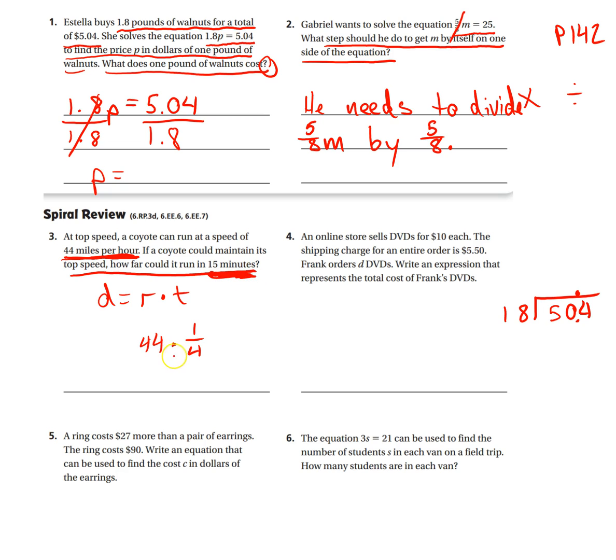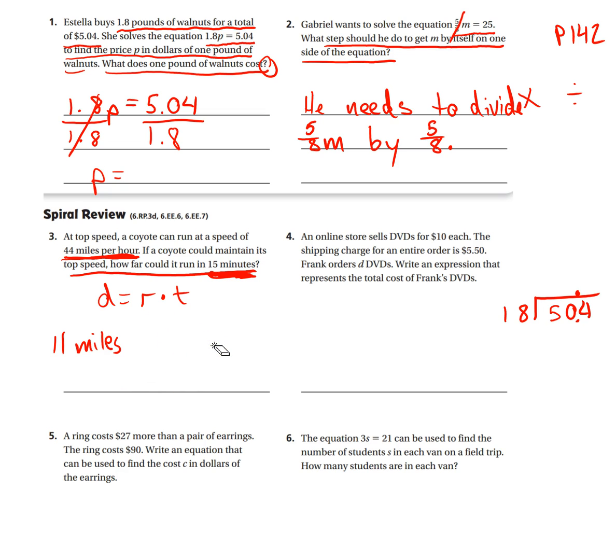So 44 times 1/4, and that gives us, we can put the 1 underneath, 44 over 4, and then we can also simplify that out. 4 goes into the top and the bottom, so we have 11 over 1, so our distance is 11 miles. Okay, and again, I'm sure there's other ways to solve that. That's just the way I chose to solve it.